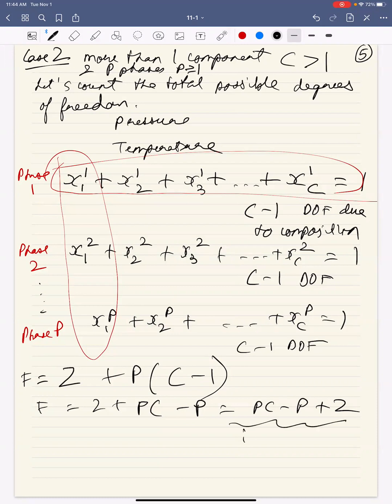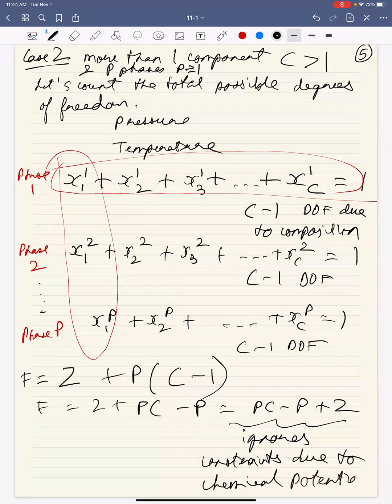This ignores constraints due to chemical potential.